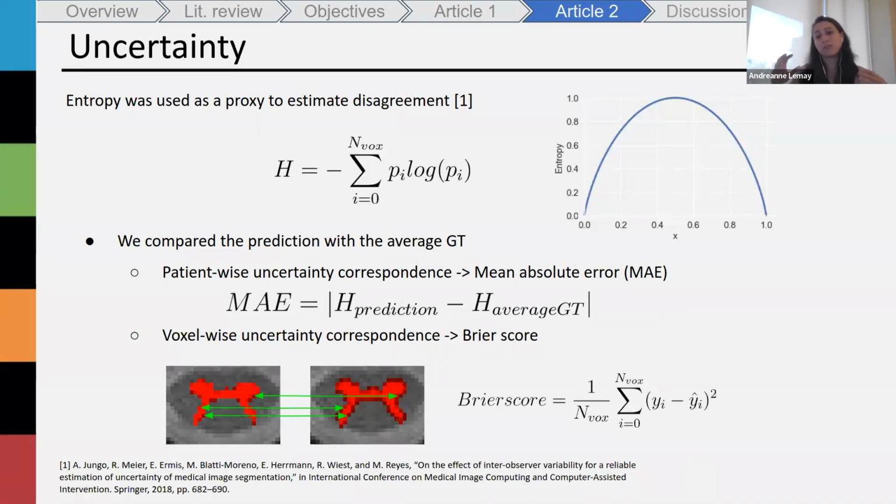Then we looked at the voxel-wise uncertainty correspondence. Now instead of looking at the uncertainty on an image-wise metric, we wanted to look at the correspondence between each voxel. So to verify that if there is a zone in my ground truth where there is high inter-rater variability, do I have this same high uncertainty in my prediction? To do that, we use the Brier score, which is also a metric that we try to minimize because we want the differences between both segmentations to be minimal.